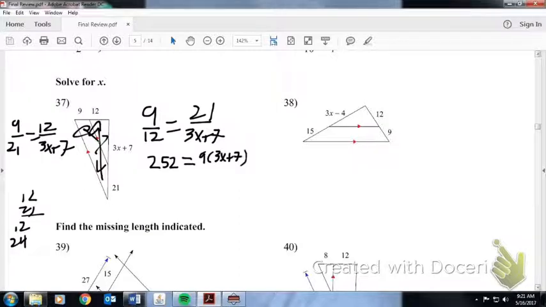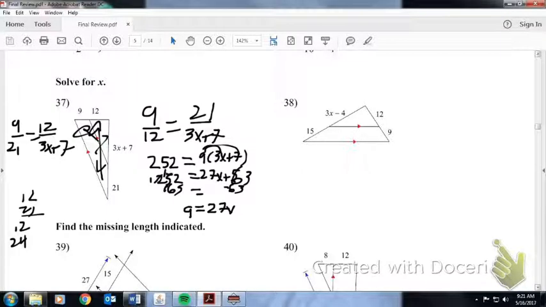Never forget, when you distribute, you got to distribute all the way across. You can't just write 27x plus 7. You've got to go 27x plus 63. So we have 252 equals 27x plus 63. We're going to subtract 63 from both sides, and we get 27x equals 189. Divide both sides by 27.